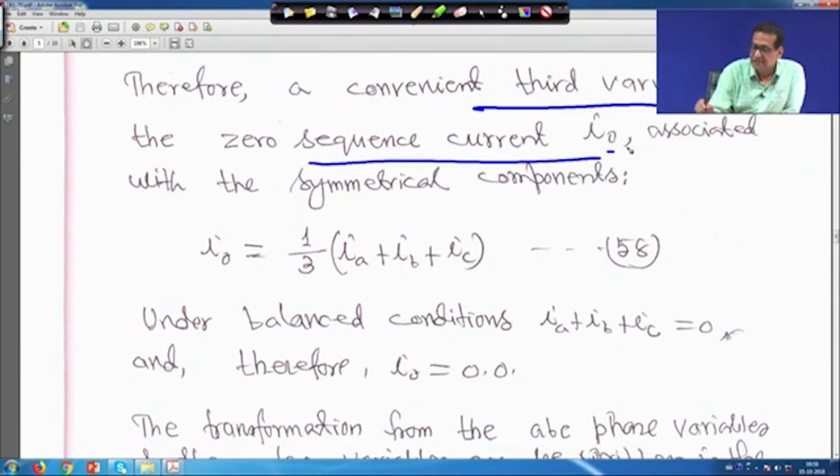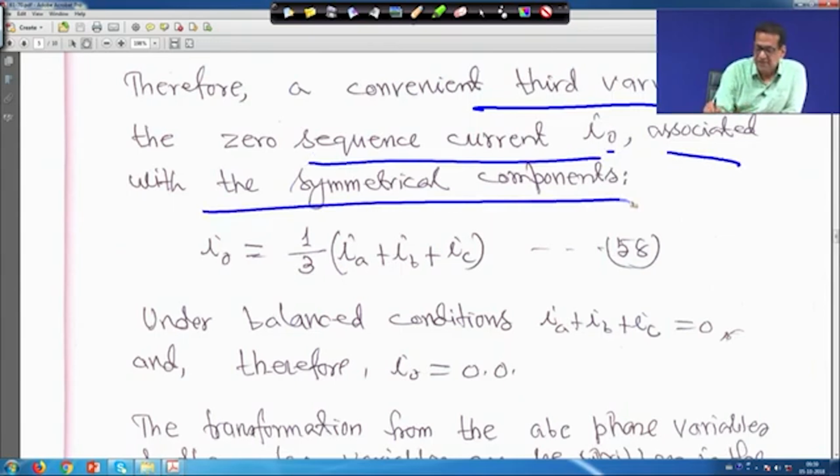The zero sequence current I0, associated with the symmetrical components, is I0 equal to 1/3 (Ia plus Ib plus Ic). But for the balanced condition, Ia plus Ib plus Ic is equal to 0, as you know. That means I0 will become 0.